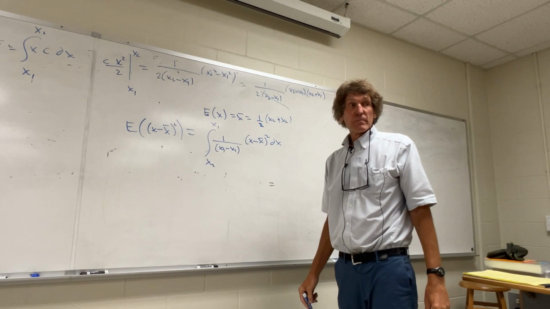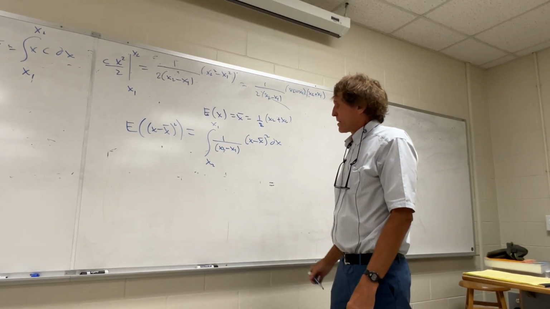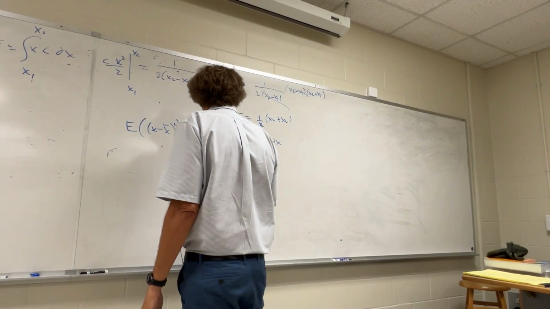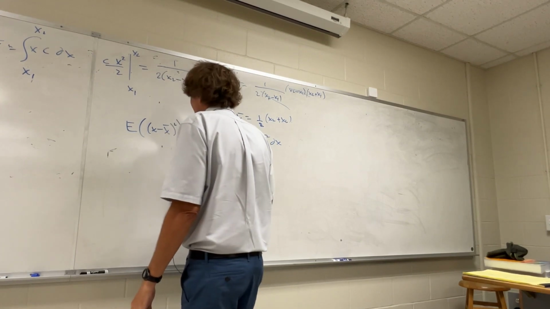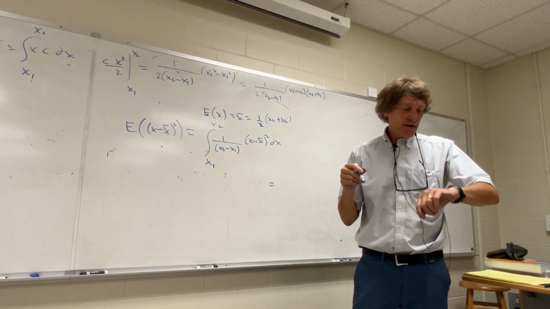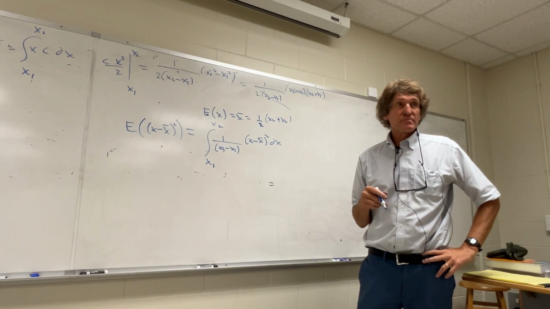That's it. Why are the bounds flipped? Because I made a mistake. That's my bad. Everybody with me on this?